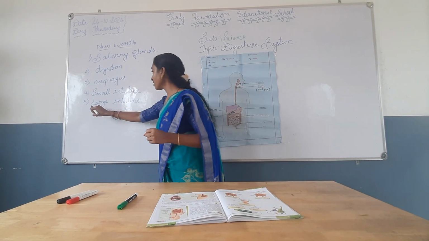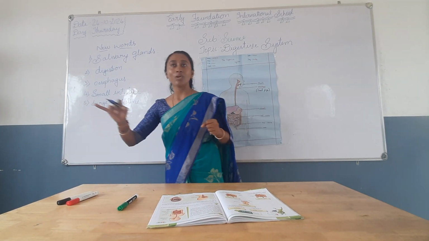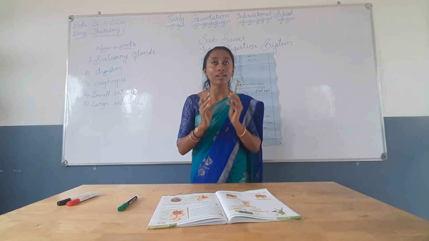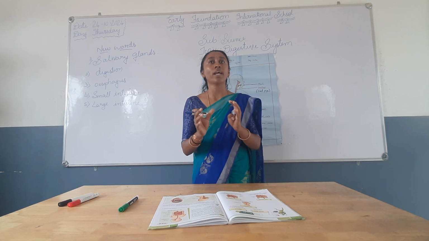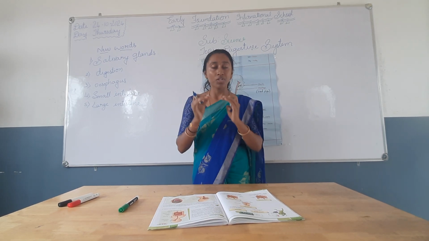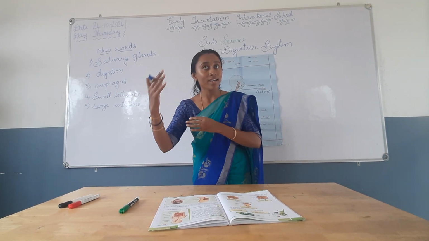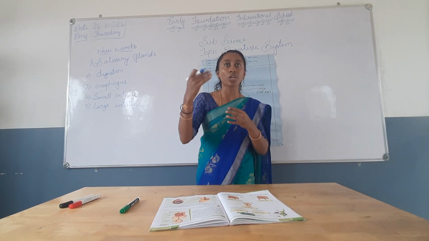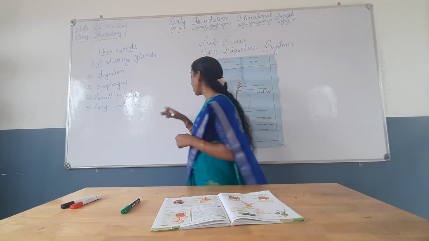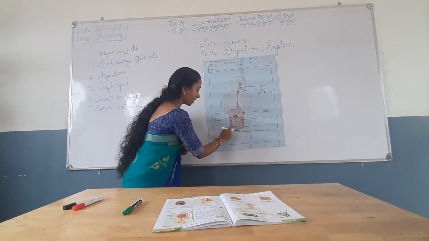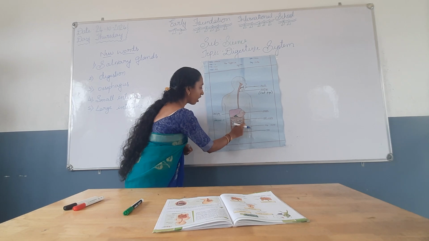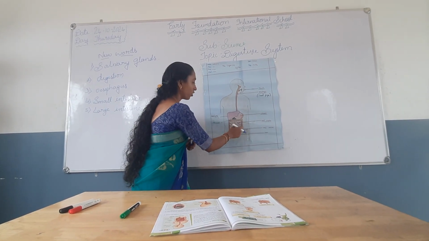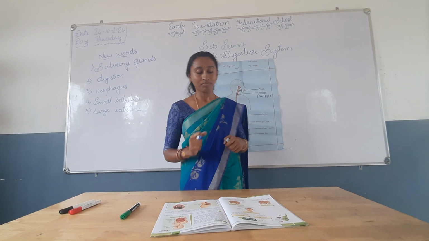Now next one is large intestine. It is very important. What will the large intestine do? It is also a long, thick organ which absorbs water from the undigested food and helps to remove the solid waste through the anus.